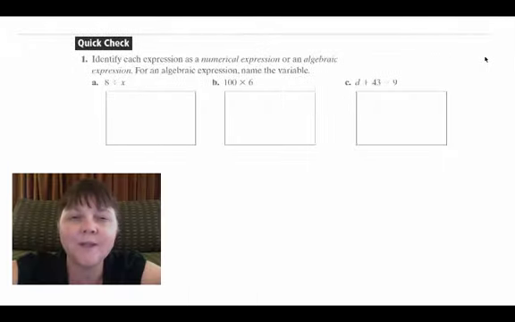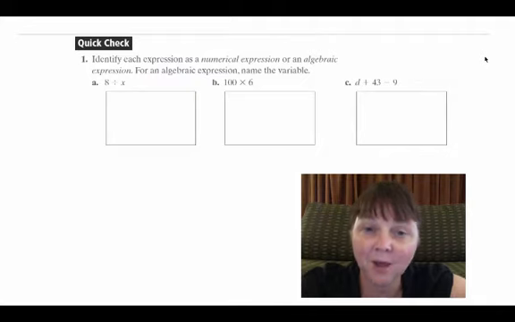Now I'd like you to try these 3 problems on your own. Remember, you're telling me whether they're numerical expressions or algebraic expressions. If it's an algebraic expression, you also have to identify the variable. Go ahead and try them all 3 on your own. Pause the video to complete these 3 problems.